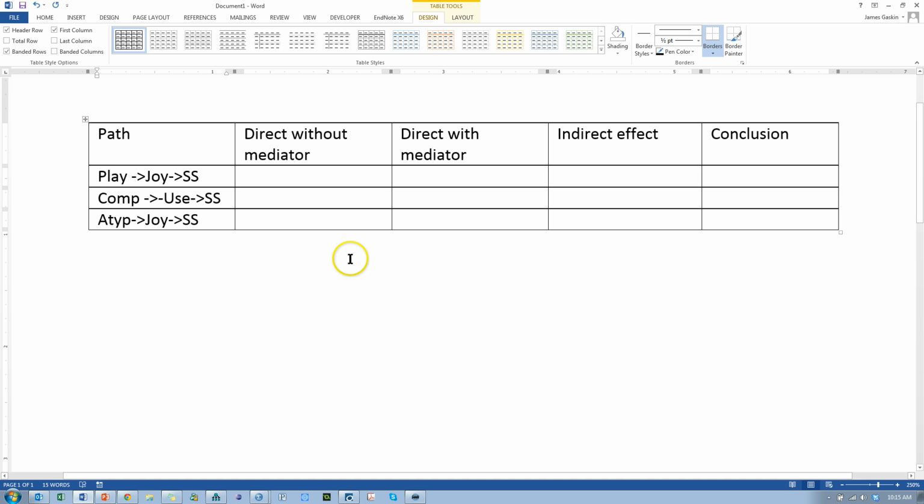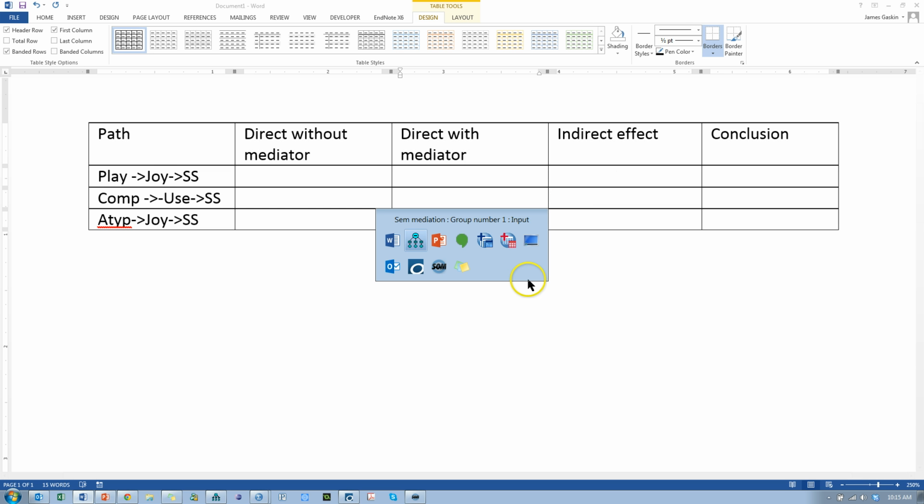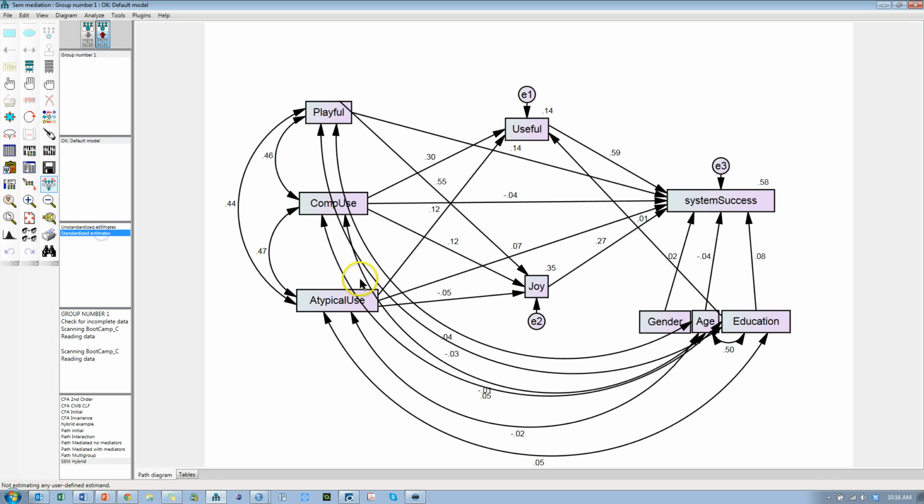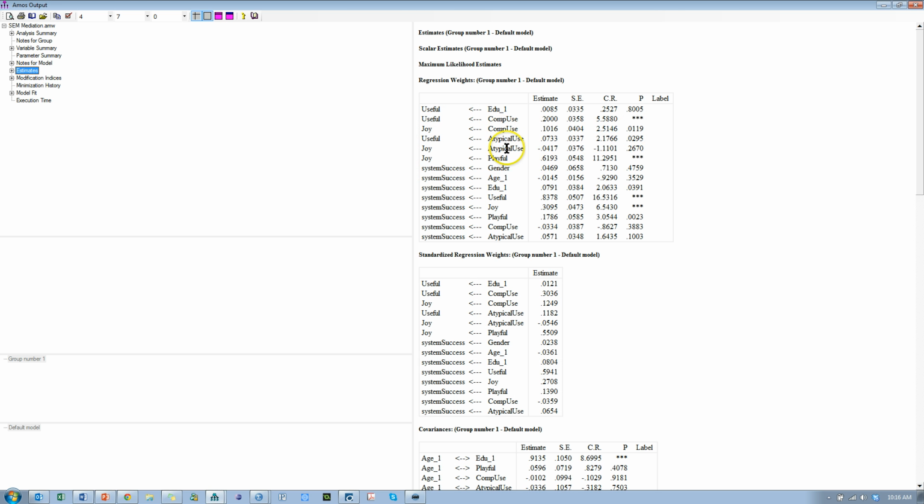Okay. Got that up. So let's go find the direct effect with the mediator. This is play, joy, system success. In order to do that, we have to get rid of the play to usefulness. Otherwise, it's multiple mediation. Let's run this. And what we're looking for is this standardized direct effect. 0.14 is what we've got. And is it significant? Let's go look at our output estimates in the regression weights table. We're looking for play to system success, which is significant, 0.0023.